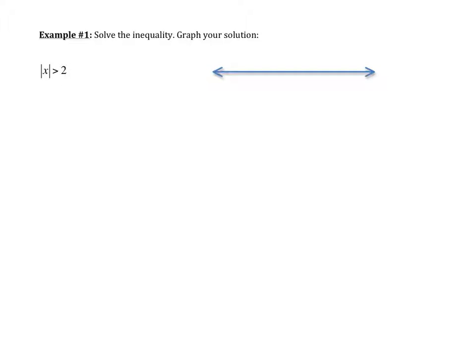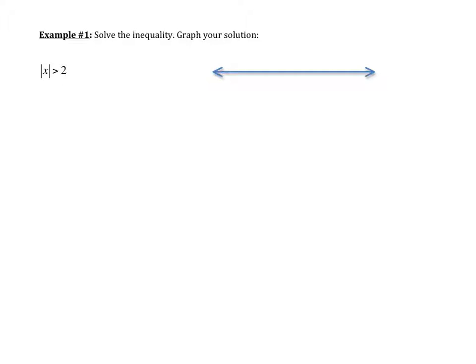Now that we've talked about how to identify whether you have an and situation or an or situation, let's now talk about how to solve the equations. And the best way to do that is just through examples. So here's example number 1. Solve the inequality, graph your solution. So the first problem is the absolute value of x is greater than 2.